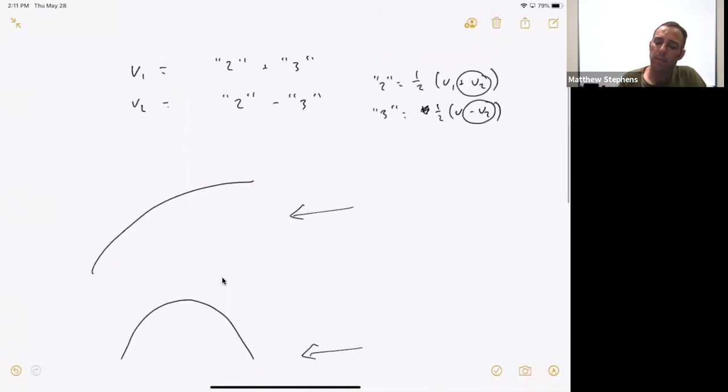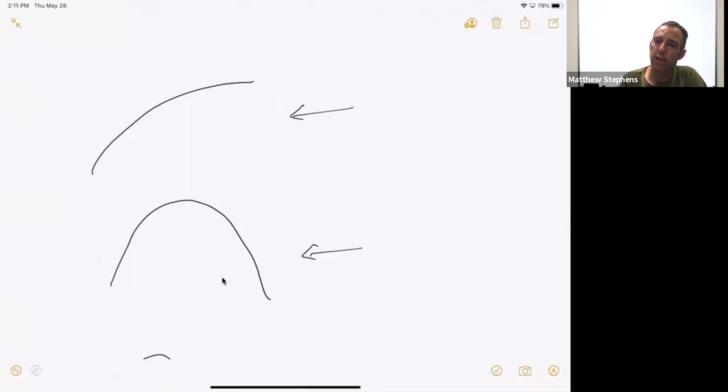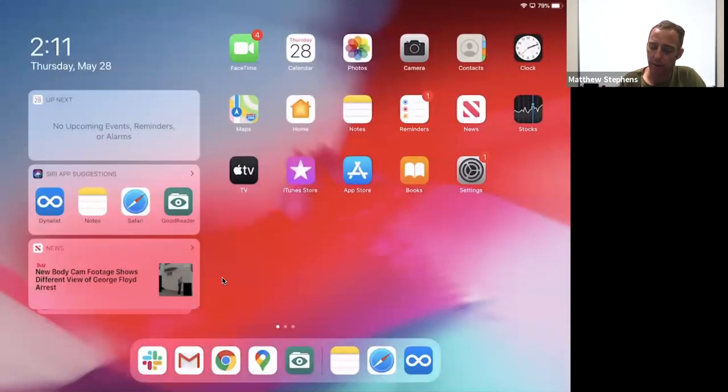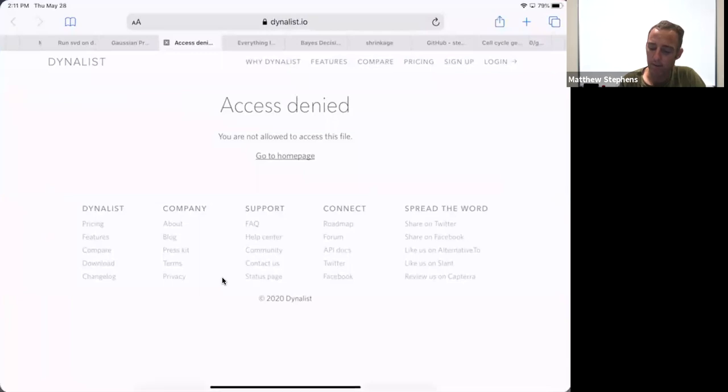So if you plot the first eigenvector against the second eigenvector for data that follow a 1D structure, you get this kind of picture. Actually, I've got another example of that from some real data, right?